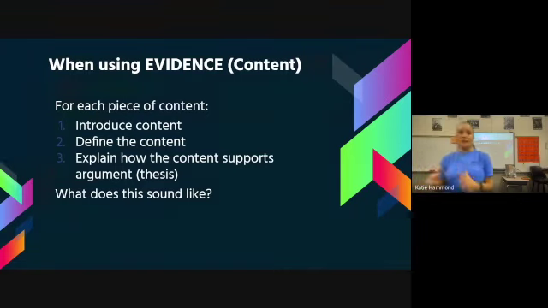So again, with each piece of evidence, you need three sentences. You introduce it, you define it, and then you explain how it supports your argument. If you do that three times, for three pieces of evidence, you now earn your final evidence point.